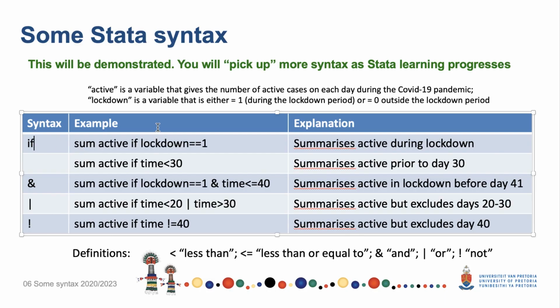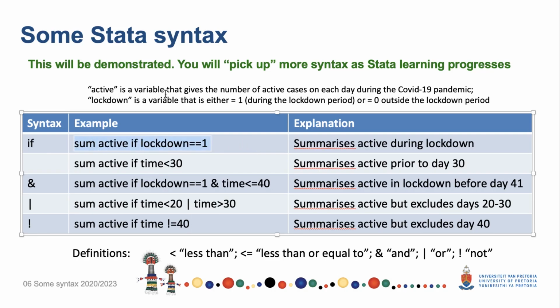I've used the data set for COVID, and I'm using the command sum, which you're now familiar with. And the variables in the COVID dataset that I'm using to demonstrate are active, that's the number of active cases each day; lockdown, which indicates whether that day was part of the lockdown or not; and time, which indicates the number of days since the first case was reported. All the rest in these statements here is what you might call syntax.